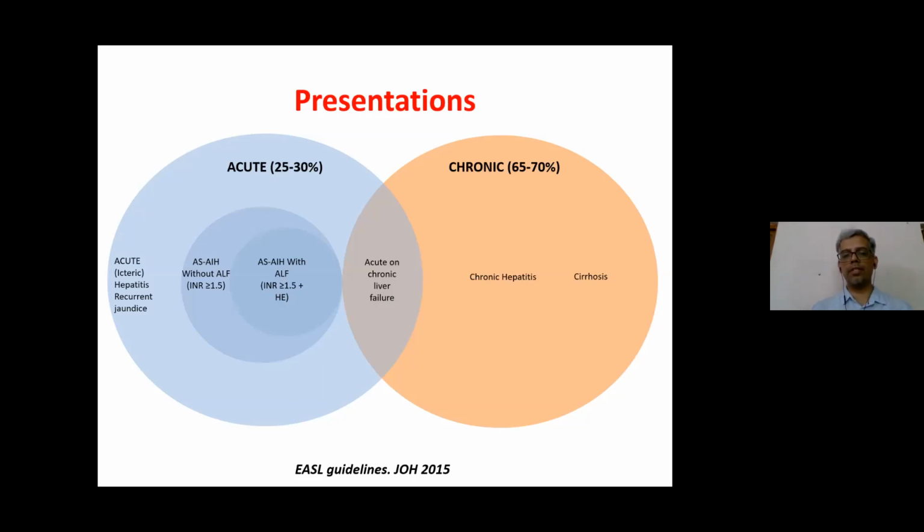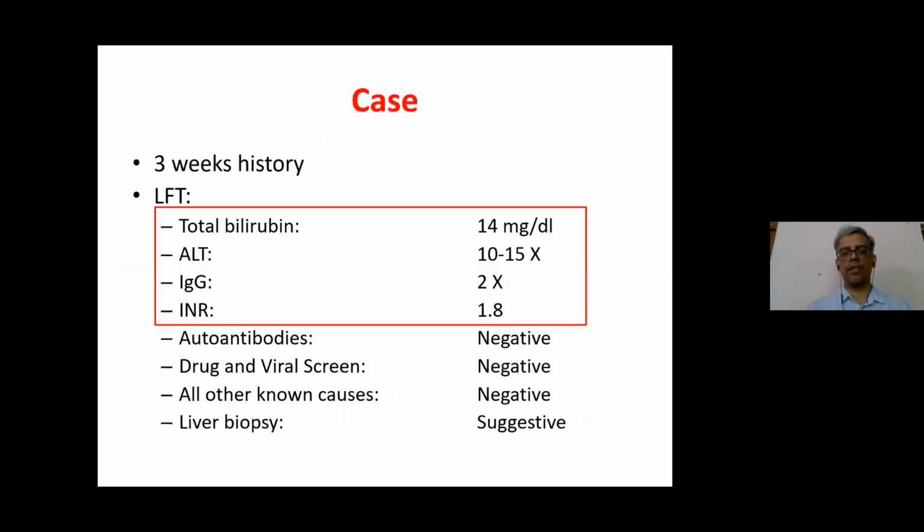Now let's switch gears and talk about acute presentations. So our patient now is a patient who came to us. That's the next patient who presented to us with a 3 weeks history. That's a short history with a very high bilirubin of 14. Liver enzymes are in the range of 15 times. IgG level is 2 times.